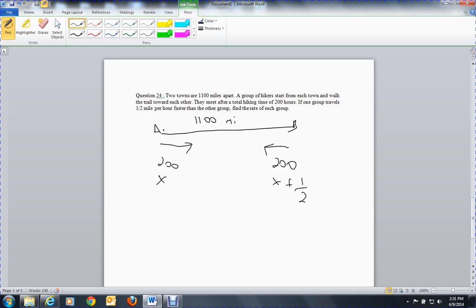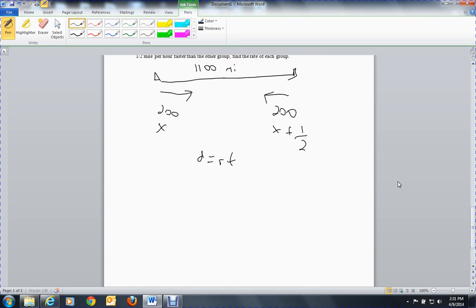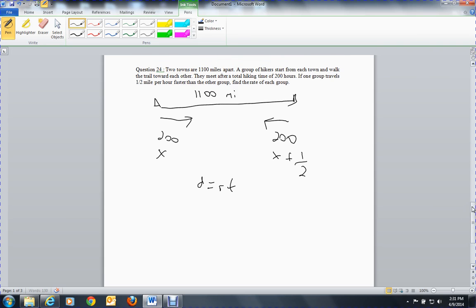So here's what I would do. We're still going to use distance equals rate times time. But the total distance that both groups went was 1,100 miles, because A went that way and B went that way. And the total trip combined was 1,100 miles. Now we're going to use rate times time. X represents the rate of group A, and then X plus 1/2 represents group B's rate.